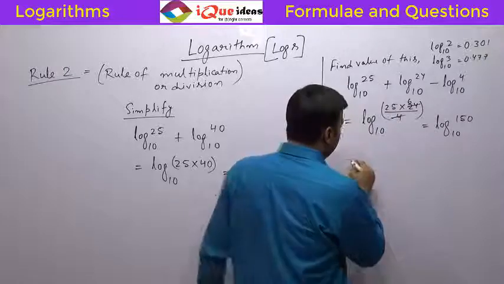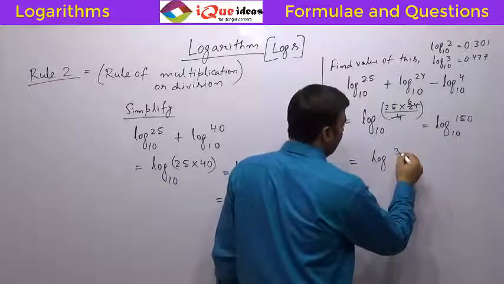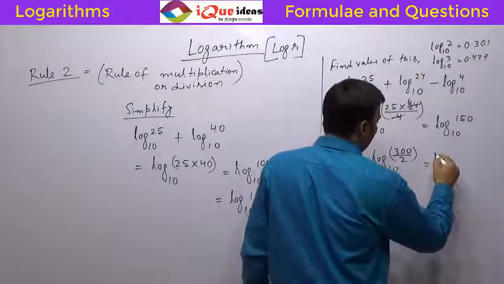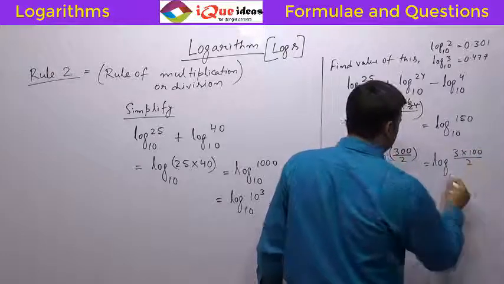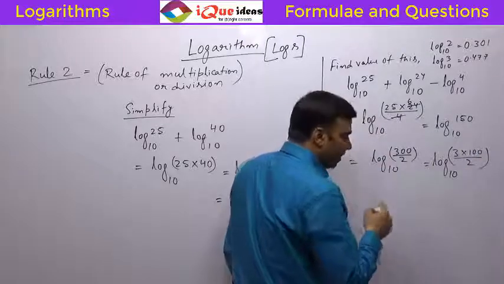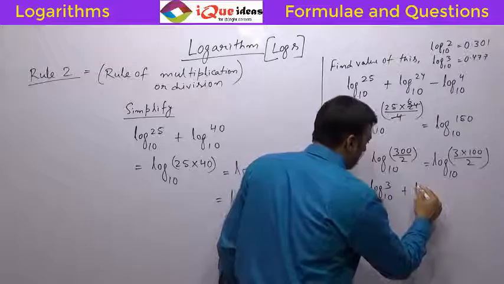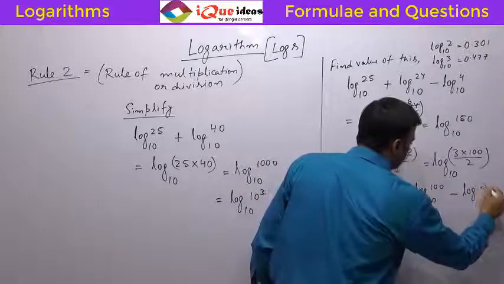Now 150 can be written as 300 by 2. So it is log of 3 into 100 divided by 2 to the base 10. Now if we separate them, 3 into 100 divided by 2, we will have log 3 to the base 10 plus log 100 to the base 10 minus log 2 to the base 10.